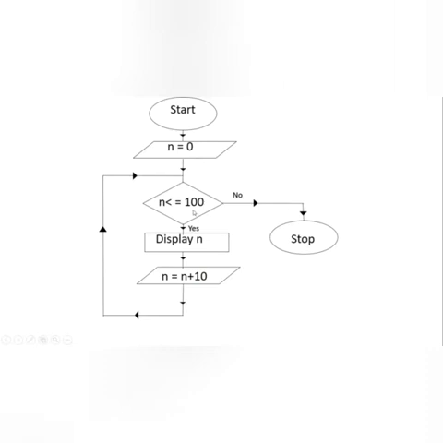The answer to that question depends upon this, because we mentioned that n is 0. So they're asking us, is 0 less than or equal to 100? Since the answer to that question is yes, display n, the process, display 0. The data flows, and over here is the output: n equals n plus 10.